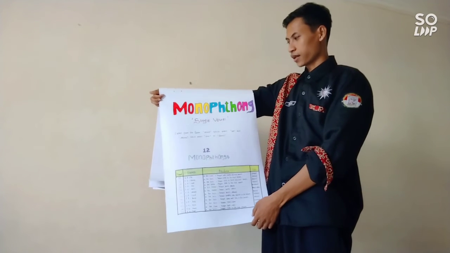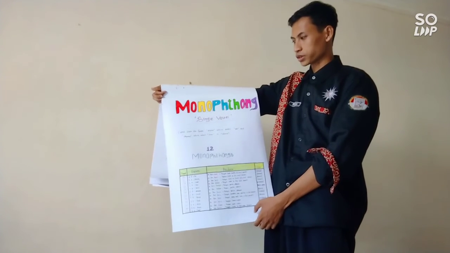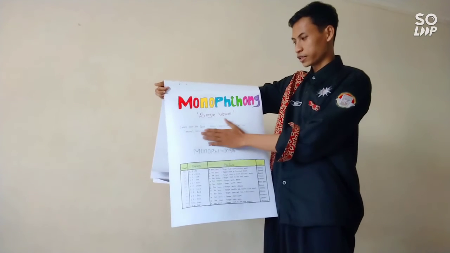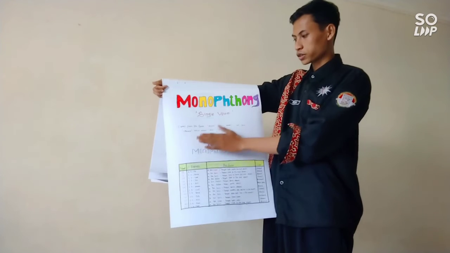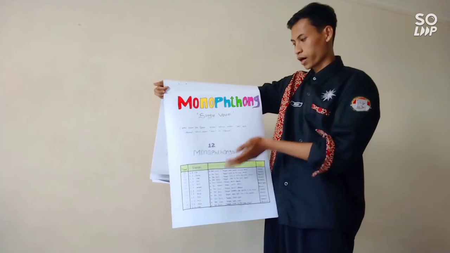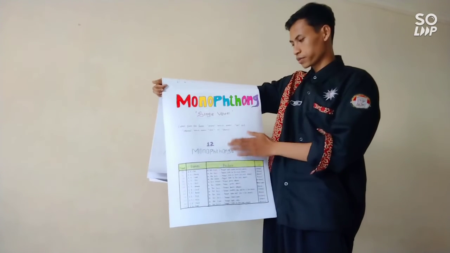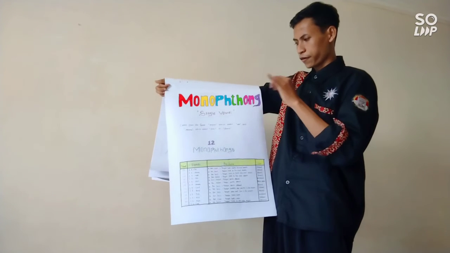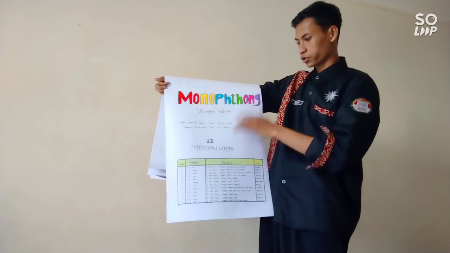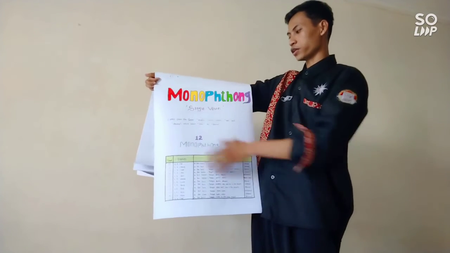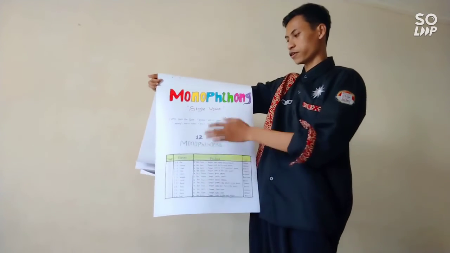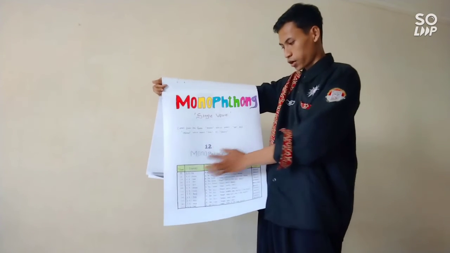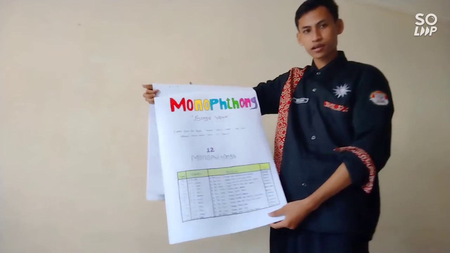Okay, this is the last part of the phonetic symbols. We have the monophthong. As we can see from the definition, monophthong comes from the Greek mono, which means one, and thong, which means tone or sound. So a monophthong is a single sound or single vowel. These are the 12 monophthongs I will share on the screen.